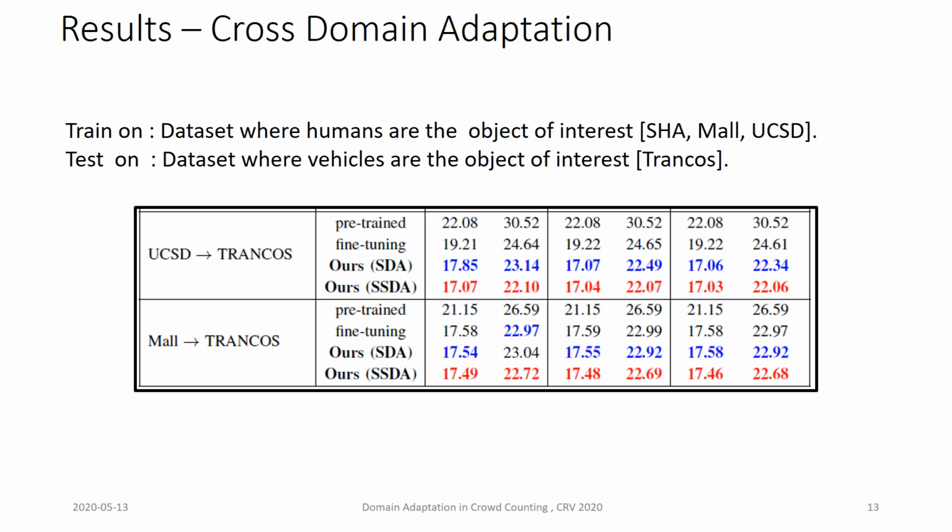These are the results for cross-domain adaptation. Here, basically, we train our network on human-centric datasets and we test it on vehicle-centric datasets. Like UCSD to Trancos, in the first row of the table, it means the network is trained on UCSD dataset and it was tested on Trancos dataset. And also we can see that for cross-domain adaptation, the results are pretty consistent with the previous tables.